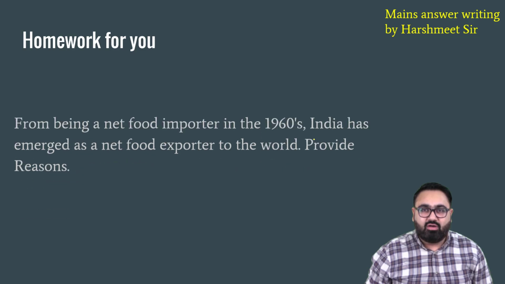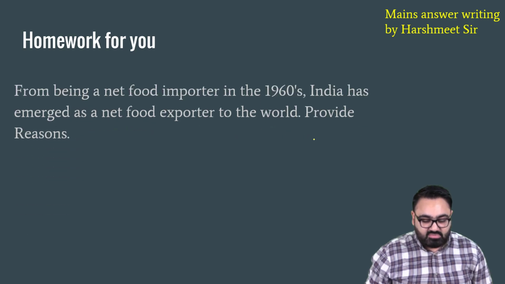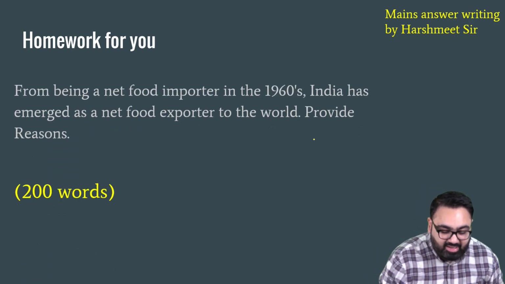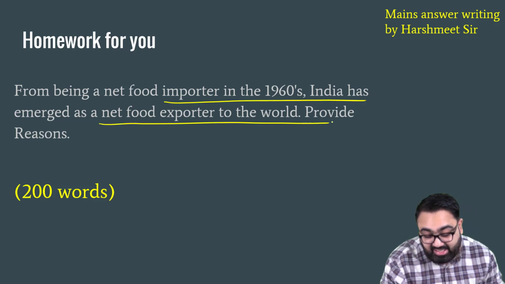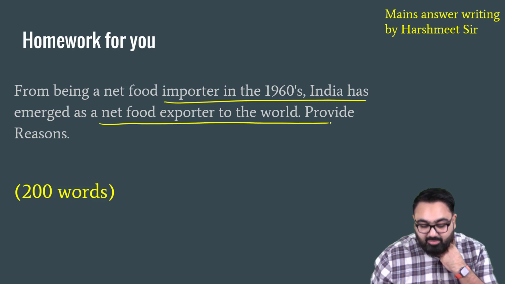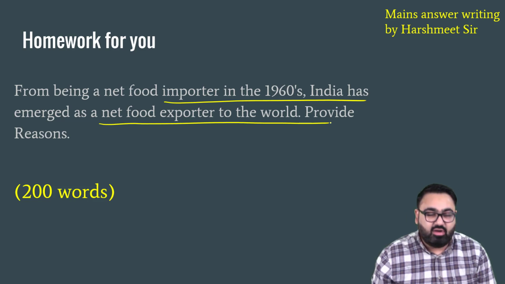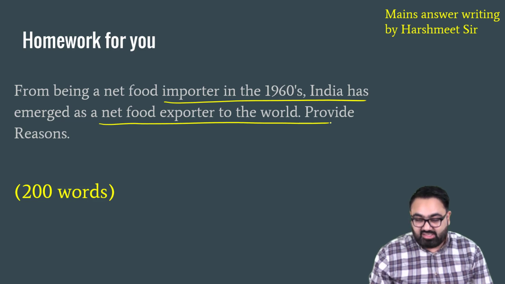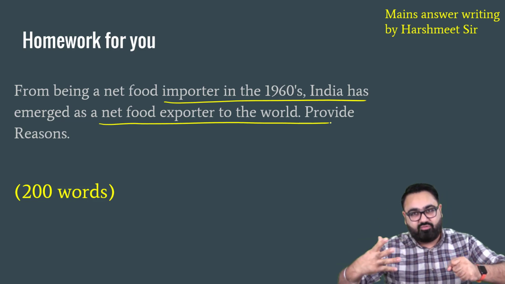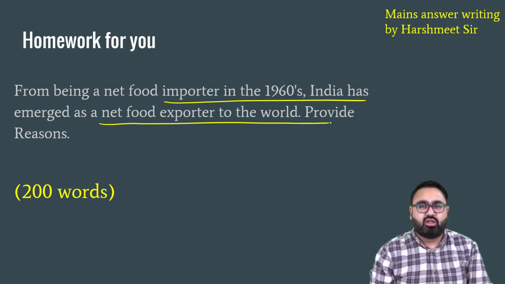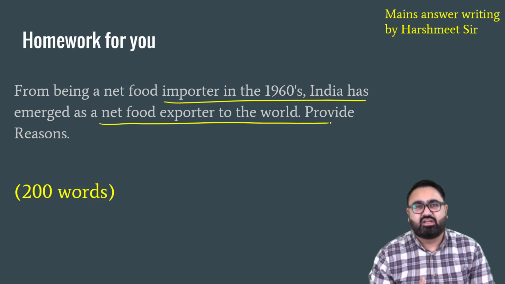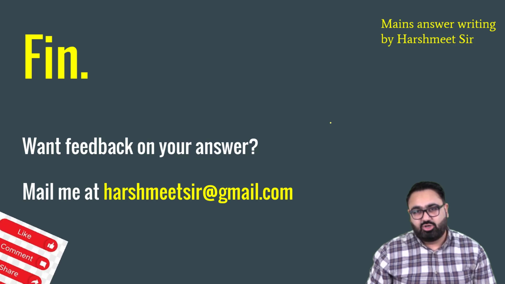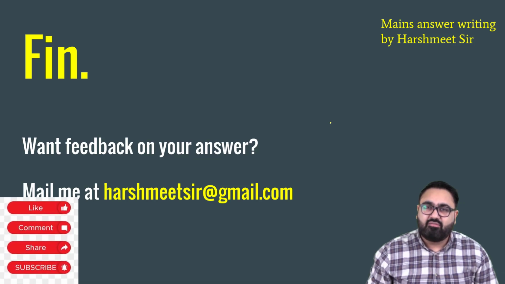And now we have a homework for you again from GS1. The question is, from being a net importer in the 1960s, India has emerged as a net exporter of food in the world. Provide reasons. Simple, straightforward. How is it that we converted ourselves from being a net importer to net exporter of food? Write about Green Revolution, write about the new government policies, initiatives that have taken place, new research that has come up. All this has to be written here. If you want, you can mail this answer to me as well. I'll be happy to give you feedback in a few days.